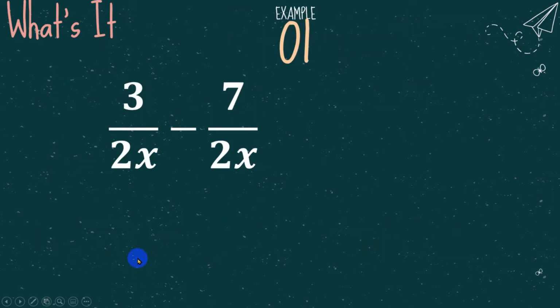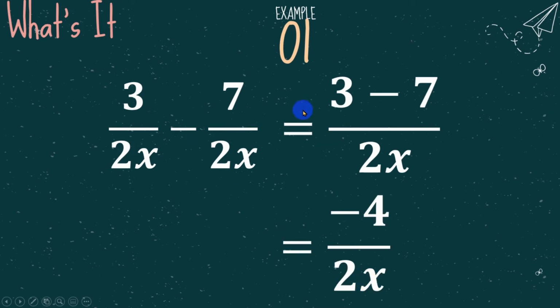Okay? So, example number 1, we have 3 over 2x minus 7 over 2x. Subtraction agad tayo. Similar ang ating denominator. So, subtract the numerator, 3 minus 7. The answer is negative 4 over 2x. Now, meron ba tayong pwedeng makancel? Yes. 4 and 2 divisible both by 2. 4 divided by 2 is 2. 2 divided by 2 is 1.